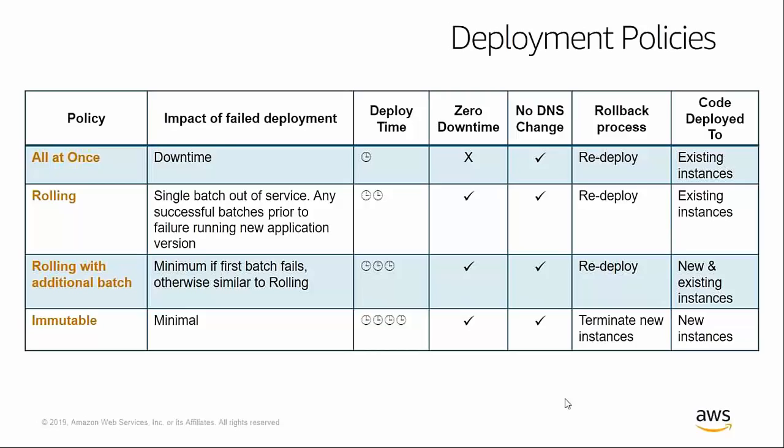At the far spectrum of that is the immutable, which is really a production-ready deployment policy. So immutable, if there is a failed update to it, it's caught immediately without impacting your current application or your current workload because new instances are spun up. And then rolling with additional batch are kind of in between there. But this is really a way to allow developers to test quickly in certain stages, but then also ensure that they've got very safe deployments for production applications.